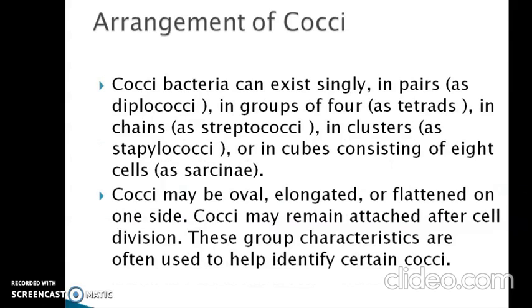Arrangement of cocci. Cocci bacteria can exist singly, in pairs, in groups of 4, in chains, in clusters, or in cubes consisting of 8 cells. The cocci may be oval, elongated, or flattened on one side. Cocci may remain attached after cell division. These group characteristics are often used to help identify certain cocci.